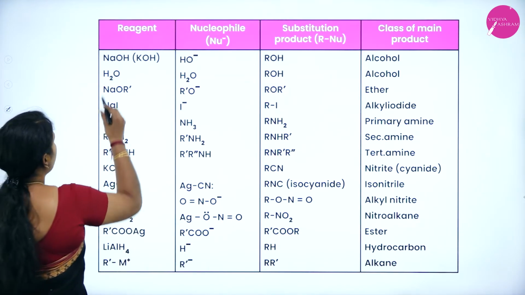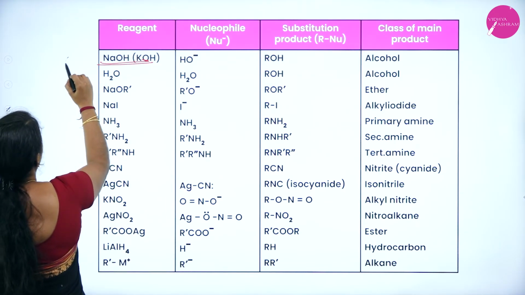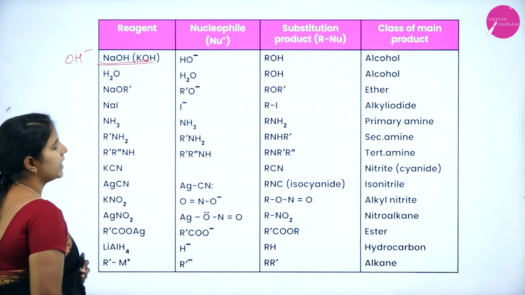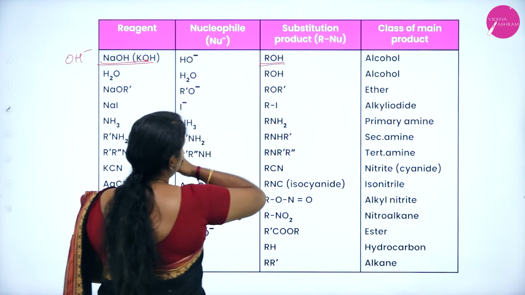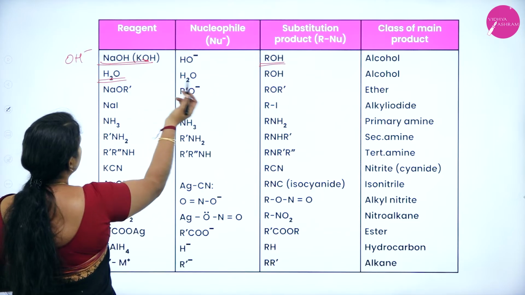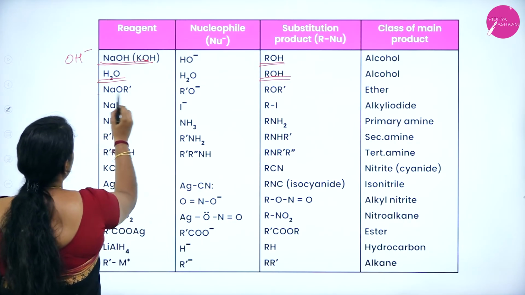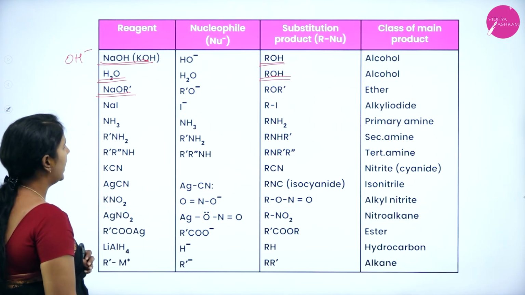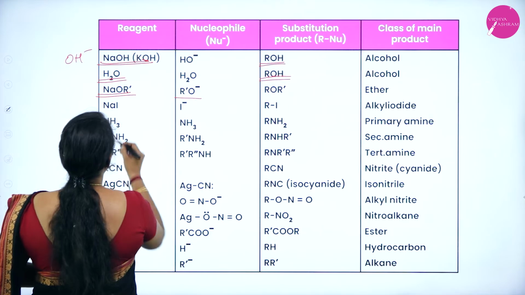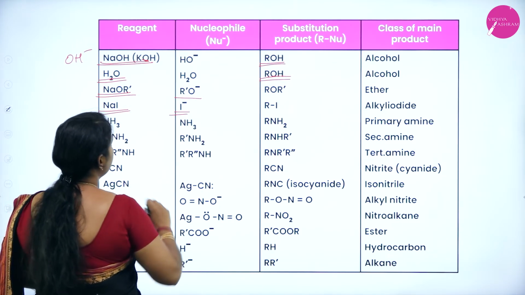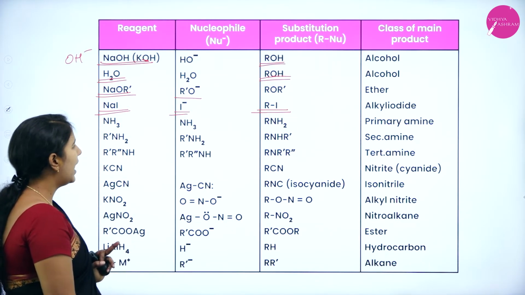Suppose my reagent is NaOH or KOH. The nucleophile is OH minus. So the substitution product will be ROH, an alcohol. Similarly, if you take water, the nucleophile itself is H2O, and the substituted product will again be alcohol. Suppose my reagent is NaOR dash, so the nucleophile will be R dash O minus, and the product will be ether. Coming to sodium iodide, the iodide itself is a nucleophile, so it forms an alkyl iodide.